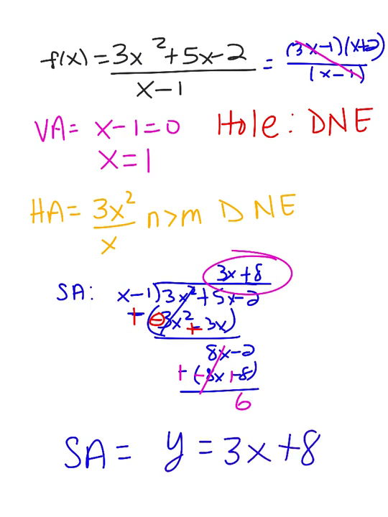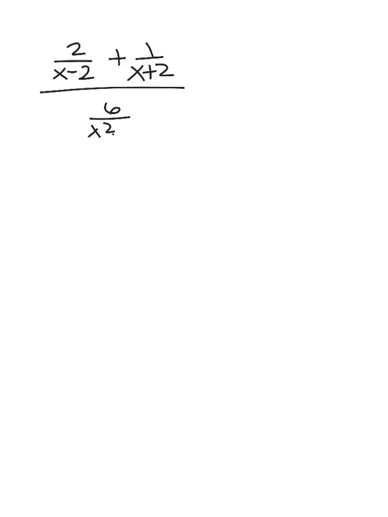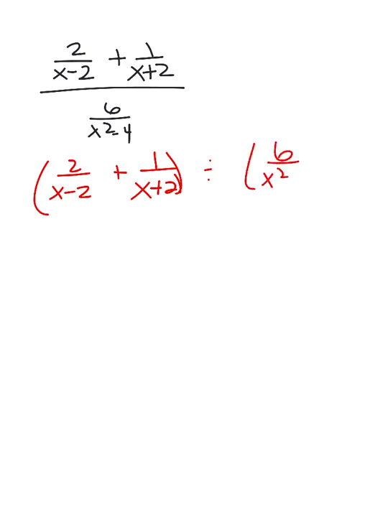Okay, so let's take a look at number 7. Number 7 is the complex fraction. So number 7 is 2 over x minus 2 plus 1 over x plus 2 divided by 6 over x squared minus 4. I'm going to just rewrite this to start off. 2 over x minus 2 plus 1 over x plus 2 divided by 6 over x squared minus 4.